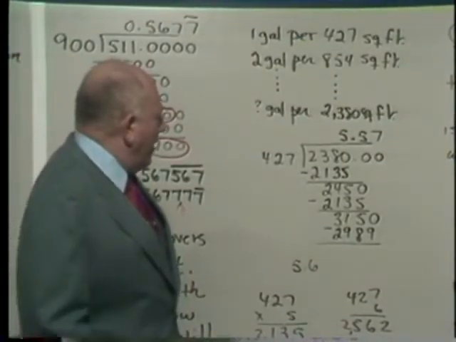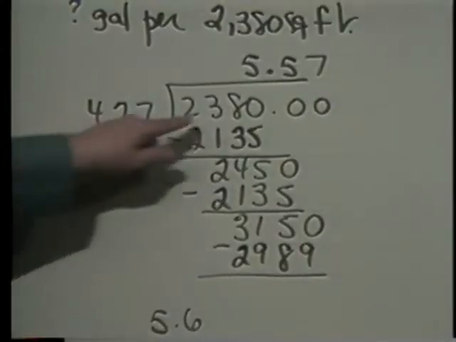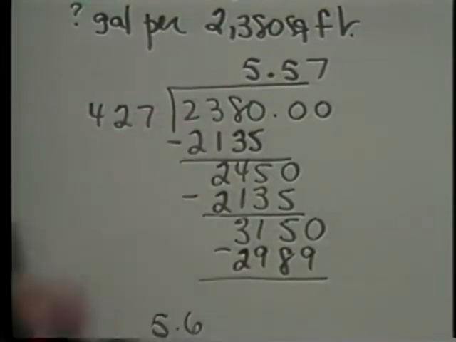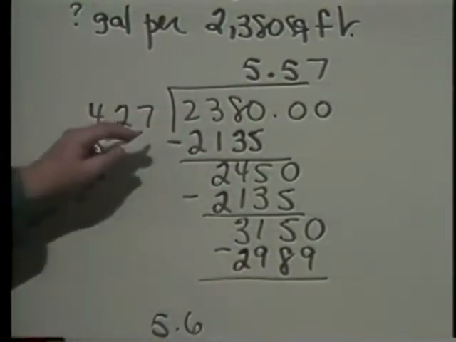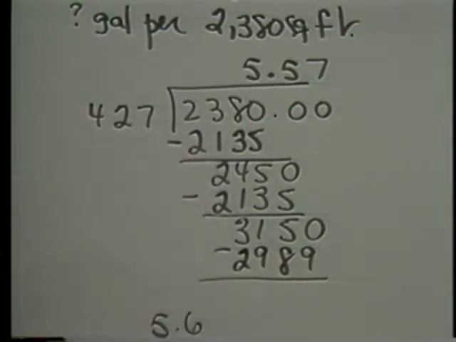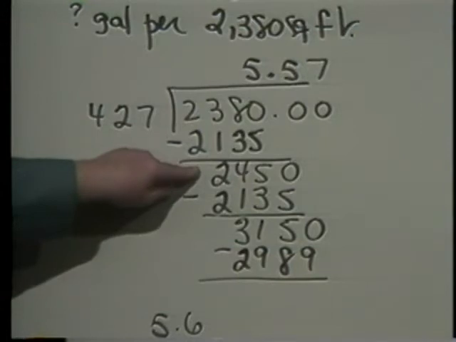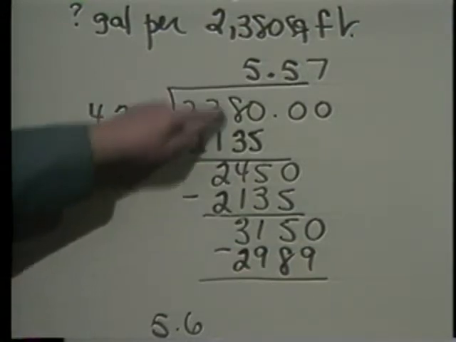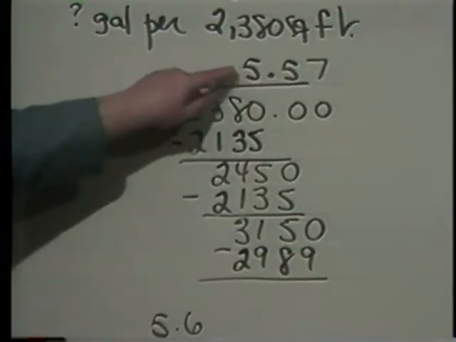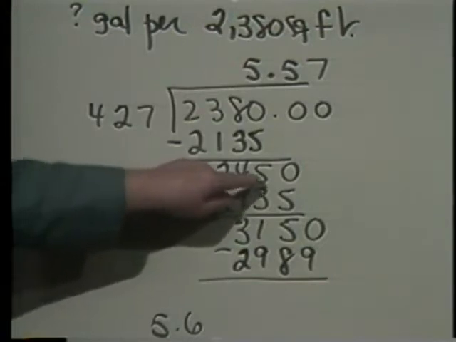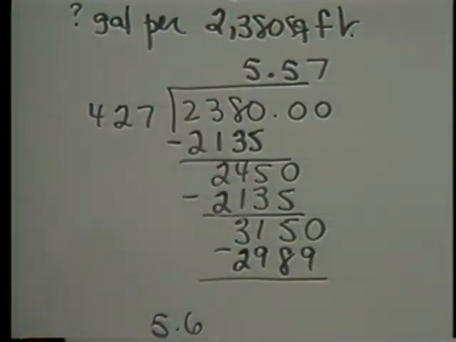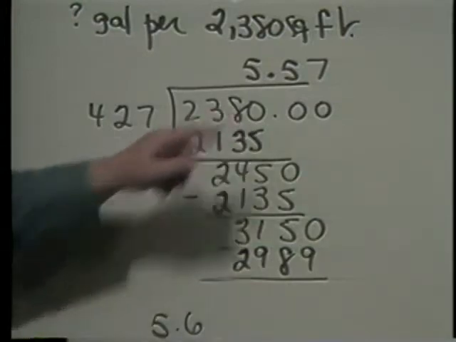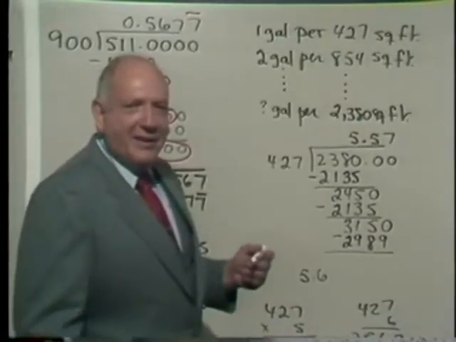And basically, you see, what happens over here is we say 427 goes into 2380 5 times. 5 times 427 is 2,135. We subtract, we get 245. So if this was a Chapter 3 problem, we would say that you would need what? 5 full gallons and 245 of the 427 parts to make up another gallon. But this isn't Chapter 3, this is Chapter 8.